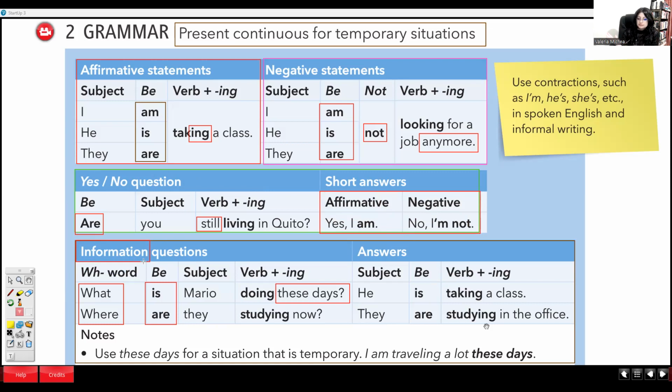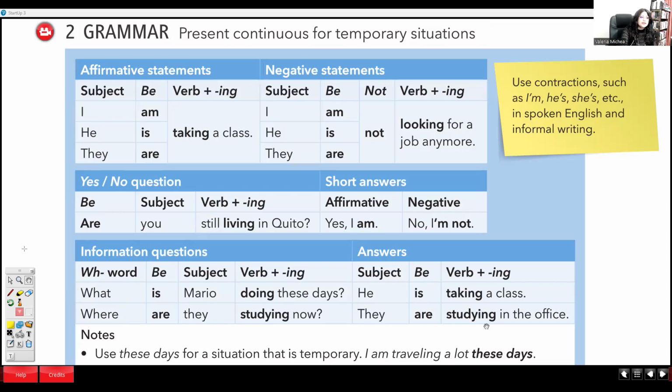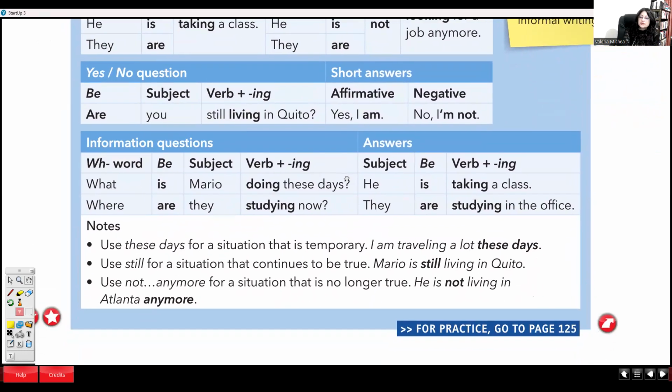Okay, so that's the deal with the present continuous. It's not so complicated, and I'm very sure that all of you know this already. It may get a little complicated when we are speaking, but I wouldn't think that it's much of a challenge for all of you. Let's read the notes before we move on a little farther.